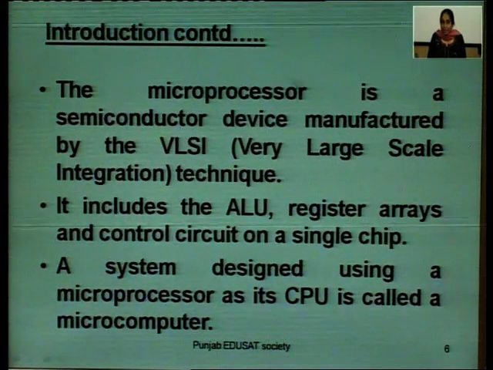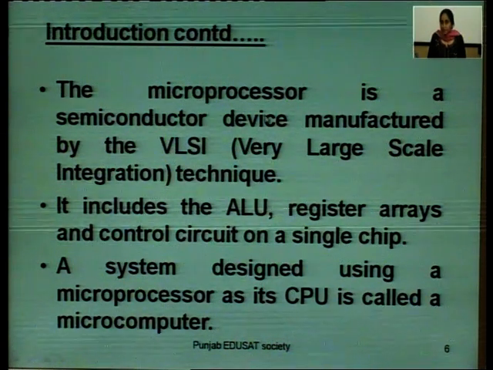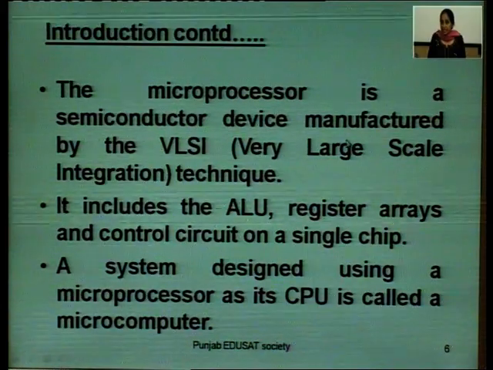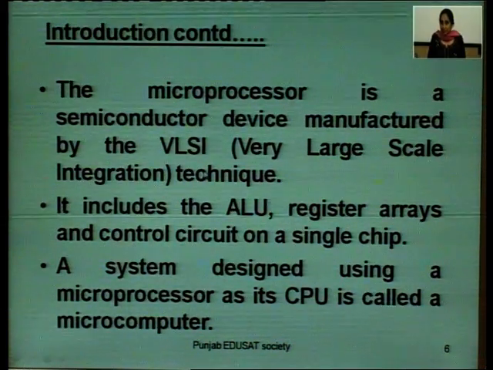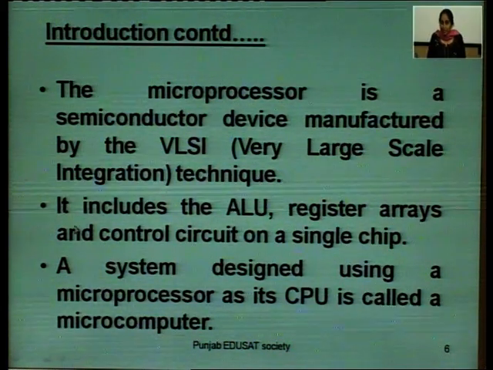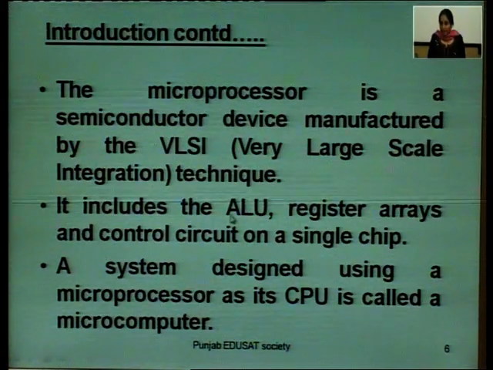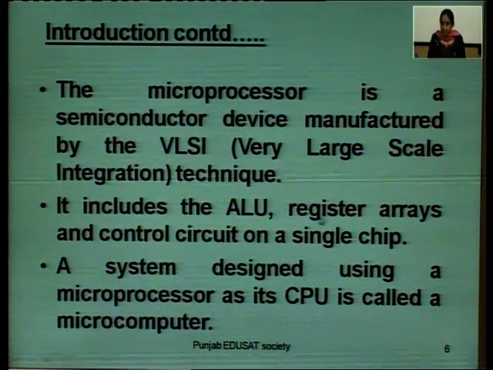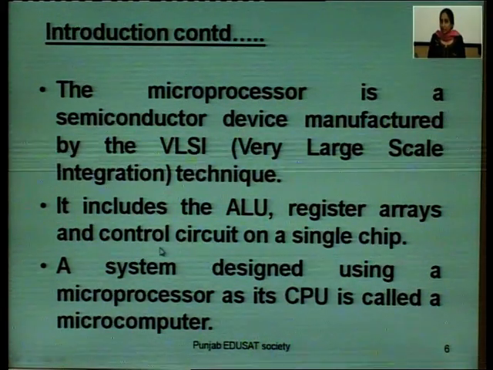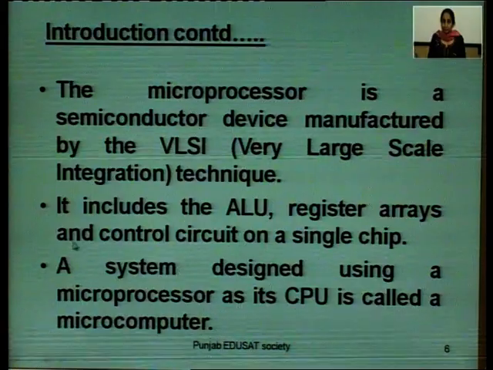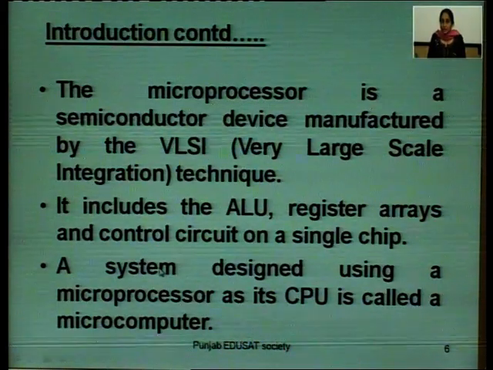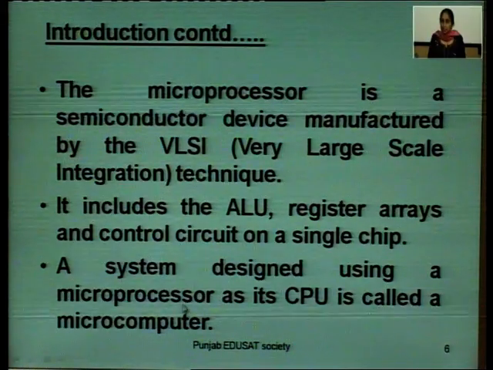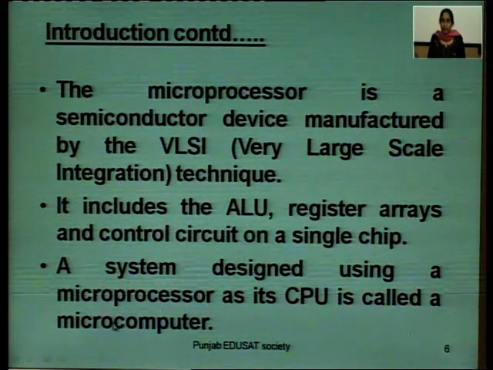The microprocessor is a semiconductor device manufactured by very large scale integration technique. It includes ALU, arithmetic logic unit, register arrays and control circuit on a single chip. A system designed using a microprocessor as its CPU is called a microcomputer.